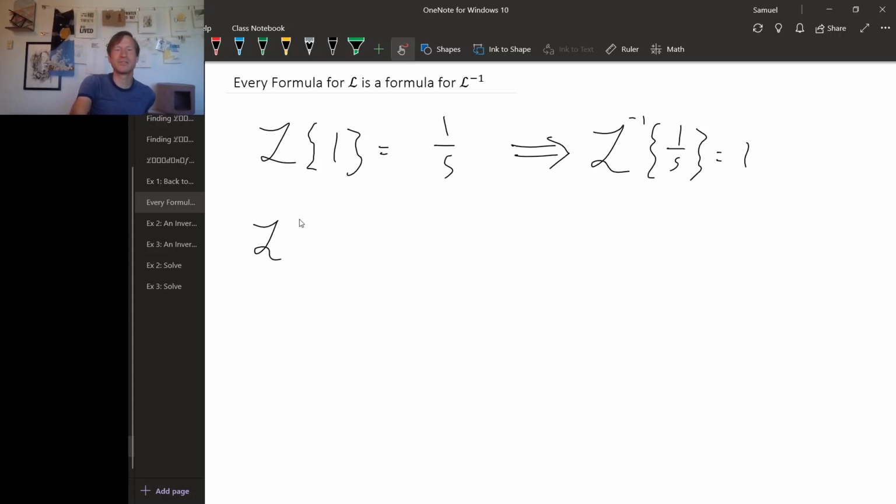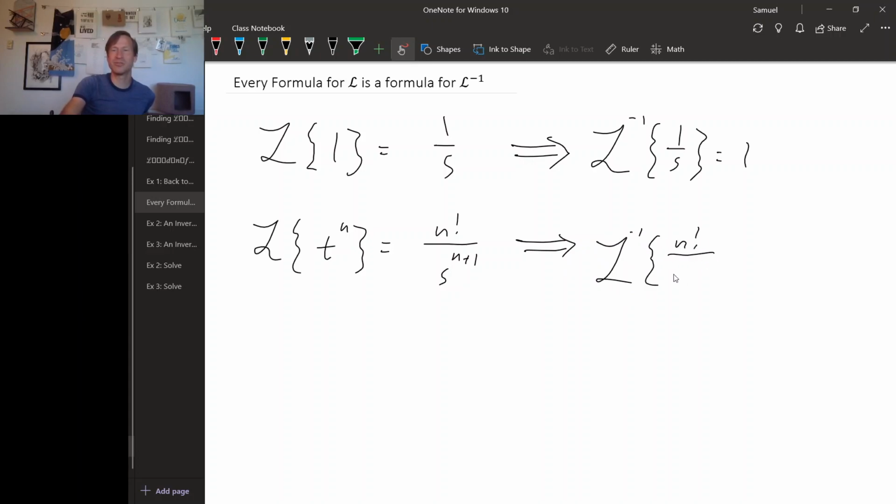Similarly, the Laplace transform of t to the n is n factorial over s to the n plus 1. You can turn this into an inverse Laplace transform formula. The inverse Laplace transform of n factorial over s to the n plus 1 is t to the n.